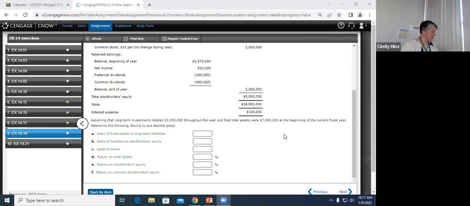But let's just skip to letter C, asset turnover. Again, we saw these calculations already in the PowerPoint, but I will remind you. So asset turnover is normally abbreviated AT. That's a very common abbreviation. And the calculation is sales divided by average total assets. And we're going to exclude from that any long-term investments. Okay. So there's the formula.